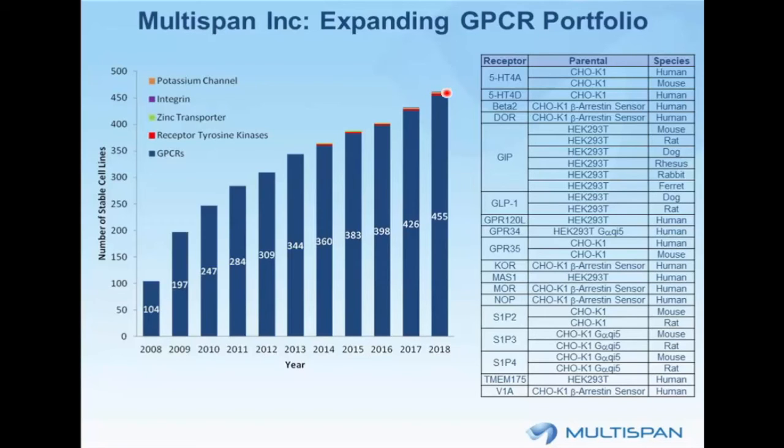These can be cells that are human, most of them are human, or they can be mouse, rat, different species, different types of receptors, a whole different battery of choices. And we're now starting to develop cells that contain our receptor as well as a sensor for beta-arrestin, which I'll talk about in a bit.